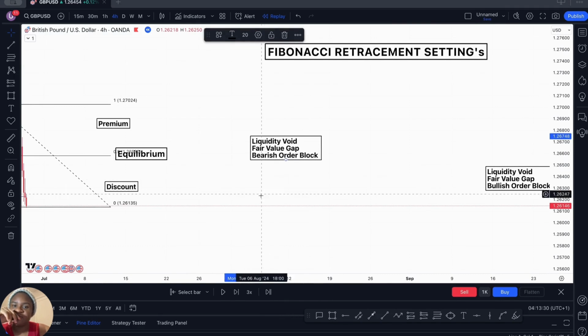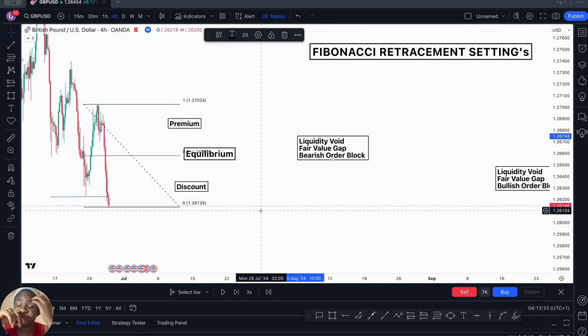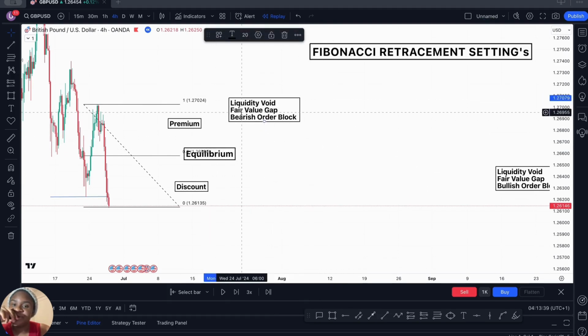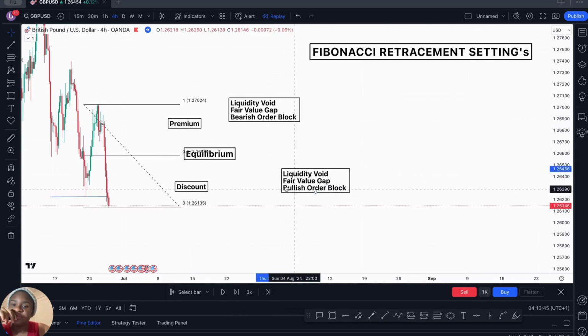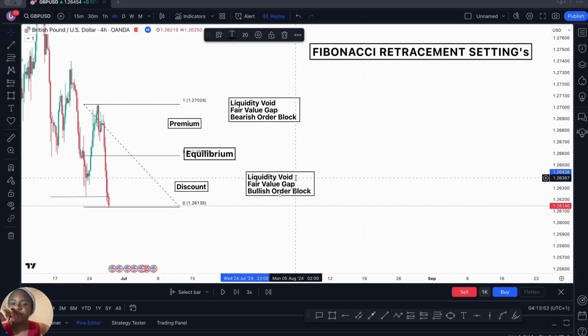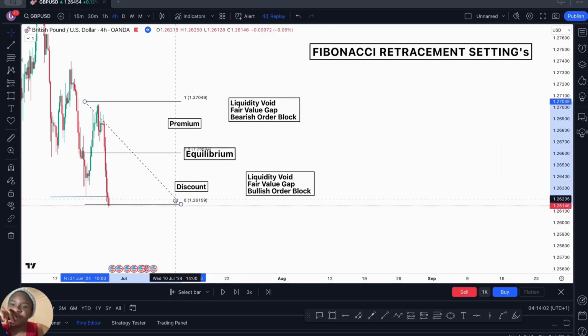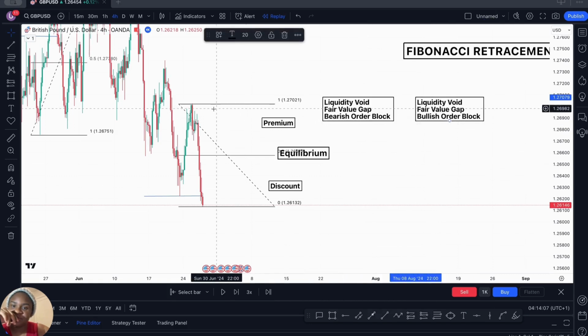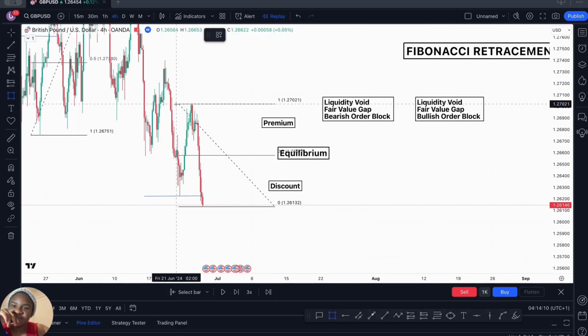If you are doing the PD array, that's my previous video that I did, you're going to use this format: liquidity void, fair value gap, bearish order block. You look for it around here. If you are using the bearish scenario, that is the discount scenario for the buy, bullish, it will be liquidity void for bullish momentum, fair value gap for bullish momentum, bullish order block for bullish momentum. Now, if you use the whole PD array format in this whole situation, this is for a bearish momentum, which is downtrend. You can see this is a straightforward method.